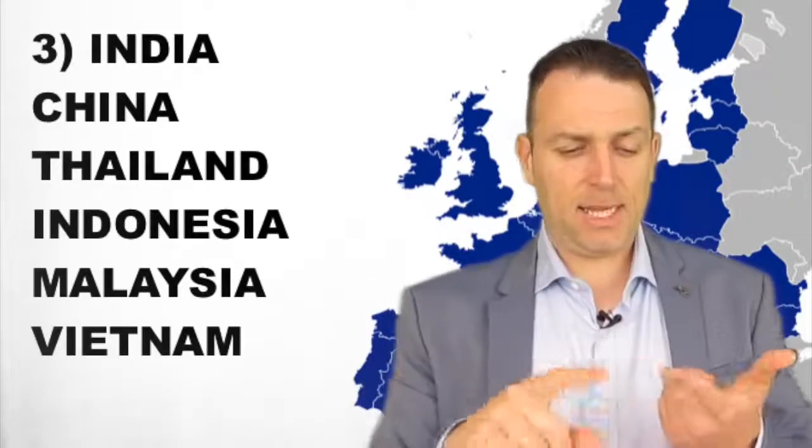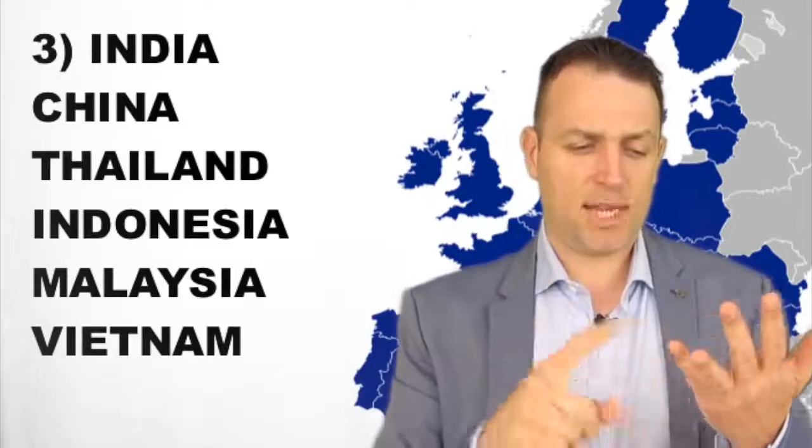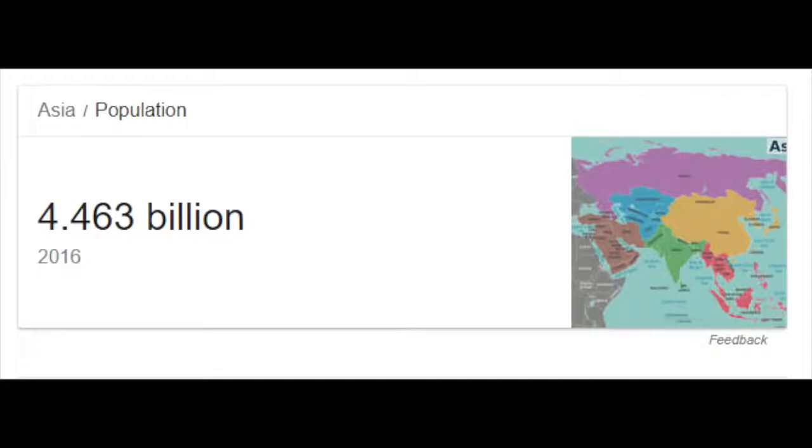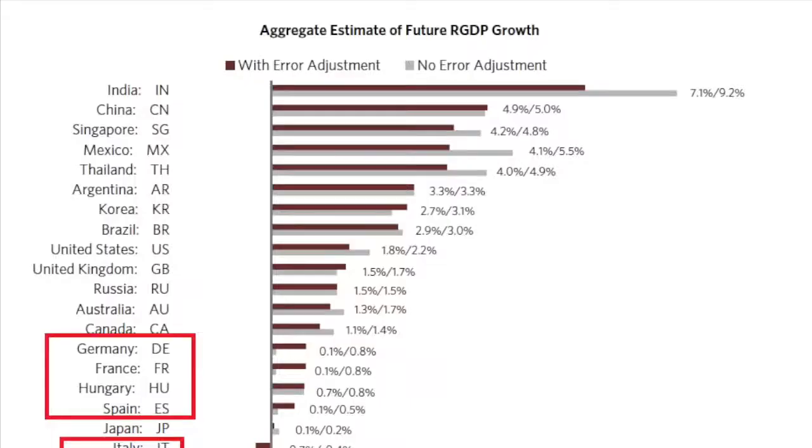Number 3, India, China, Thailand, Vietnam, Indonesia, Malaysia, and let me put this simple for you. Asia population 4.46 billion. If we go back to Dalio's table, look at the top there, India, China, Singapore, Mexico, Thailand, Argentina, Korea, and a lot of countries that he didn't include as they looked only at 20 countries. So diversify here, 4.4 billion people, growing economies. Okay, there is some debt, there will always be issues, but how will this look like in 20 years and how will Europe look like in 20 years?